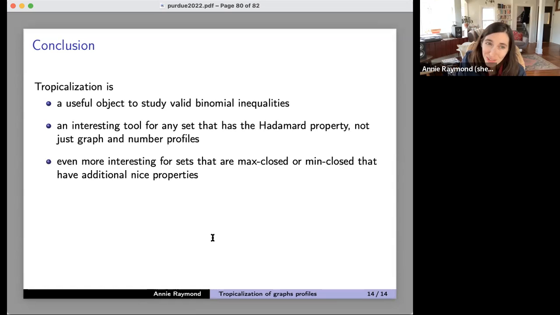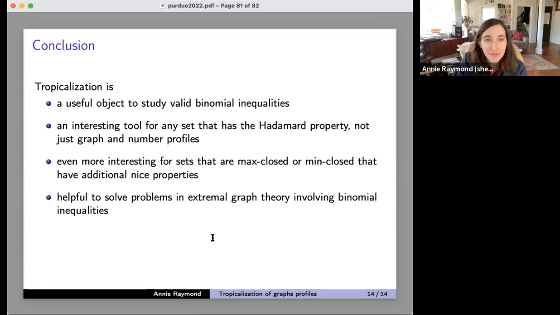It's even more interesting if you have other nice properties like being max close or min close. Definitely, then you'll get an even better handle. And so certainly for the case of graph number profiles, it's helpful to solve some problems in extremal graph theory that involves binomial inequalities, which really there's a lot of.